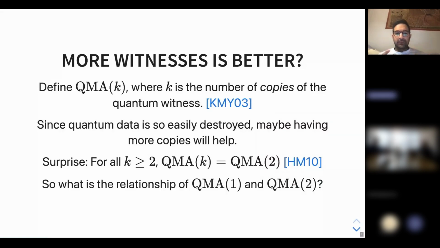And so the relationship here, there's really only two definitions that are interesting: QMA1, which people will just call QMA, and QMA2, which means I have two copies or two tensor product states, something like this.